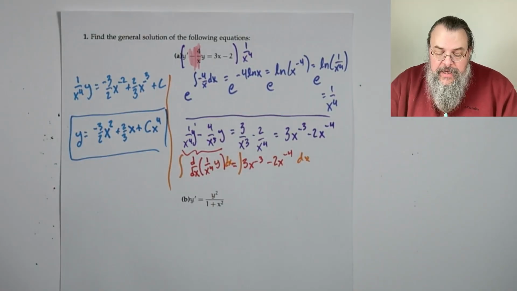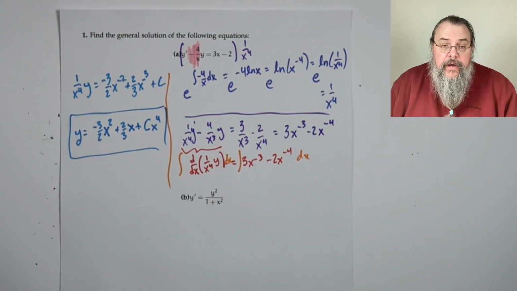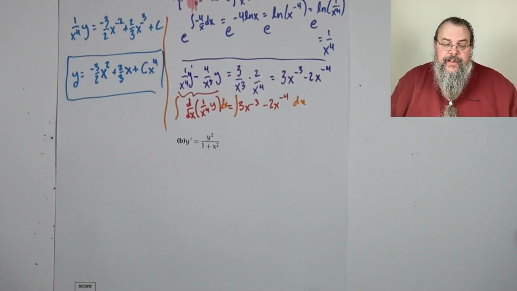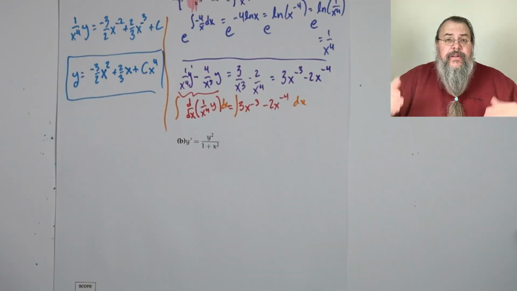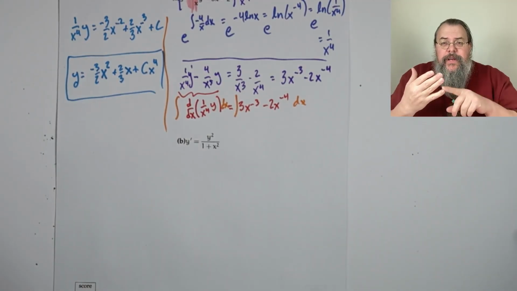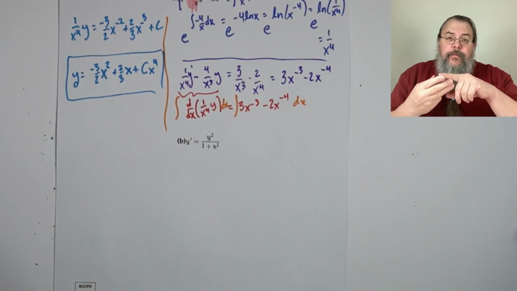All right, part B. y prime is y squared over 1 plus x squared. All right, now notice it's not linear, because of that squared. And it's first order, so you start thinking, well, there's only a few things I can do. And when I say few, there's 3.